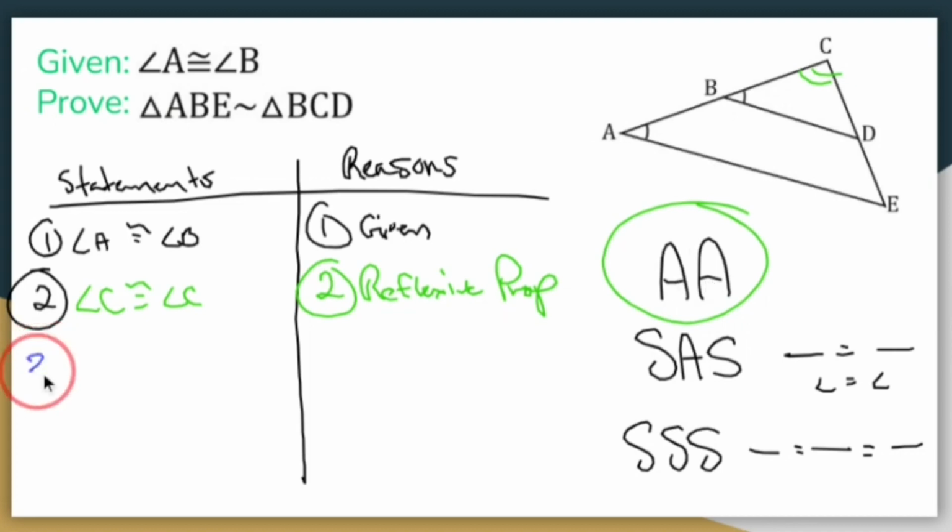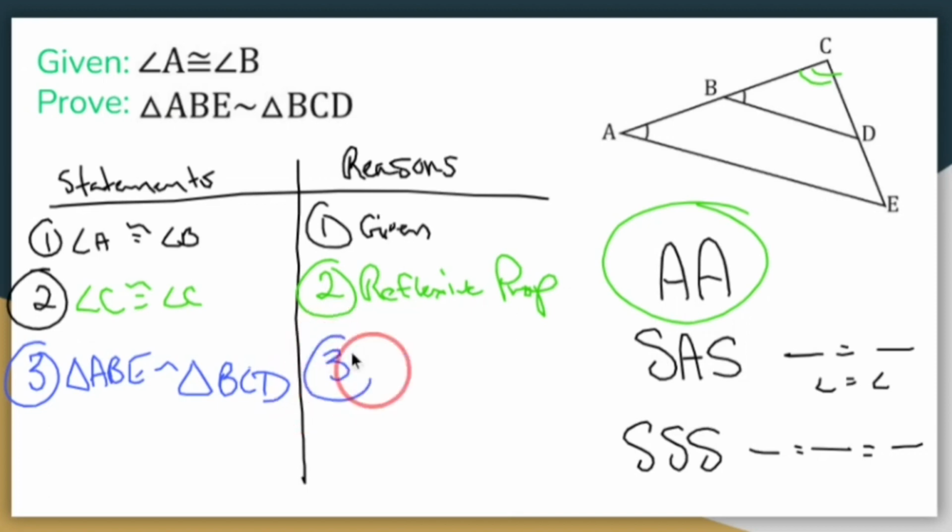angle. I've done enough. Okay, triangle ABE, rest in peace, Prime Minister of Japan, is similar. Ooh. In being reverential to the deceased, I accidentally screwed that up. ABE is congruent, similar to BCD, and I used AA.